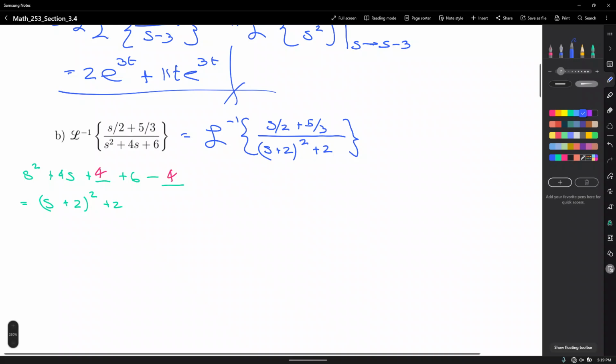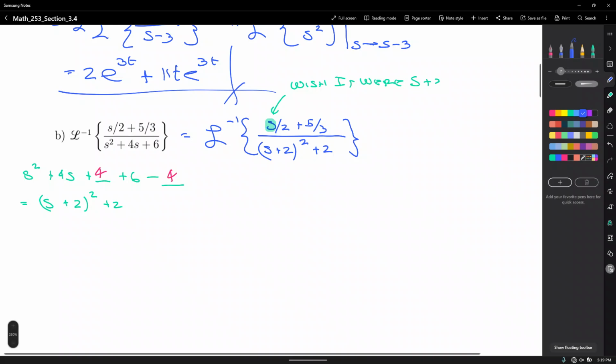So now it seems like we're going to have a translation of s plus 2. Okay, yes, we have it here. However, what about the one over here, the s? Again, we wish this were s plus 2.